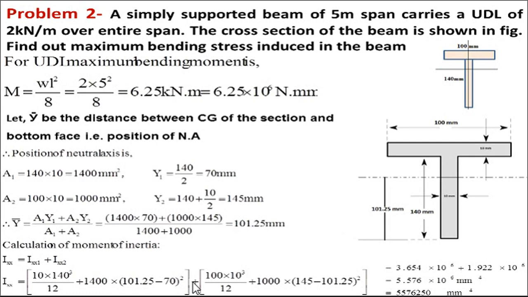You will get H1 square, plus moment of inertia of the flange, BD cube by 12, where B is 100, D is 10, plus area 100 into 10, that is 1000, into H2 square. H2 means 101.25 minus 145. Here you ignore the negative sign because the difference will be negative. Even if you are not ignoring it, H2 is squared, so automatically it will be positive. How to calculate this H2? It is nothing but Y bar minus Y2. In this way, after doing the calculation, you will get the value of moment of inertia.